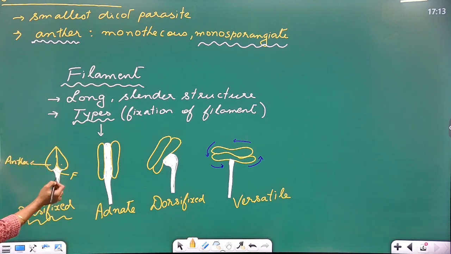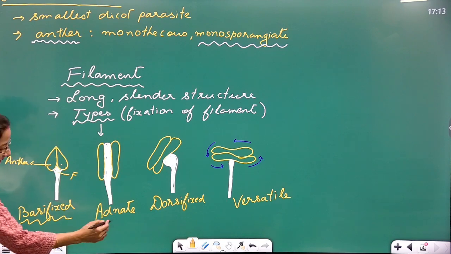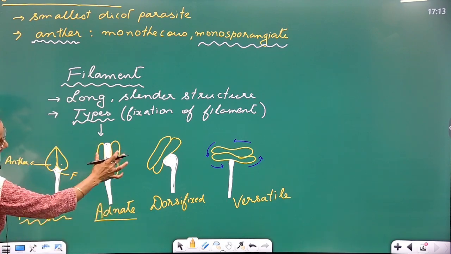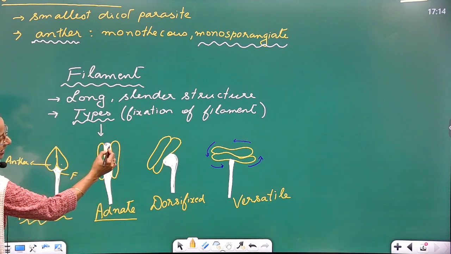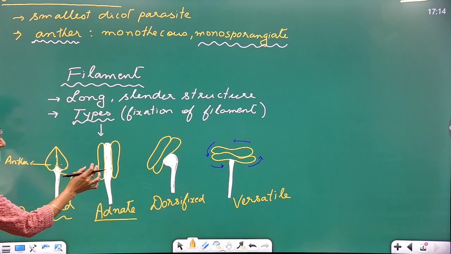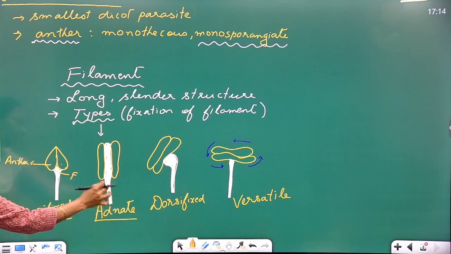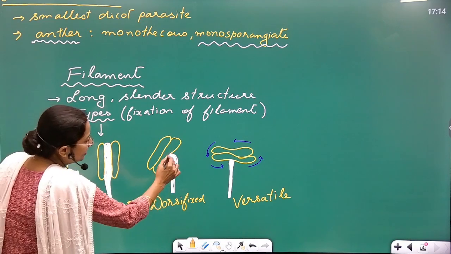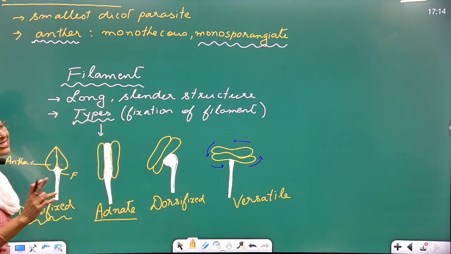Right? The filament is attached at the base of the anther. In this condition, you call the anther adnate, when the connective runs from here. The filament is attached only at the base. Here, from the starting to the bottom, the whole thing is the connective, and ultimately it forms what? The filament. In this condition, the filament is attached to the dorsal side of the anther.